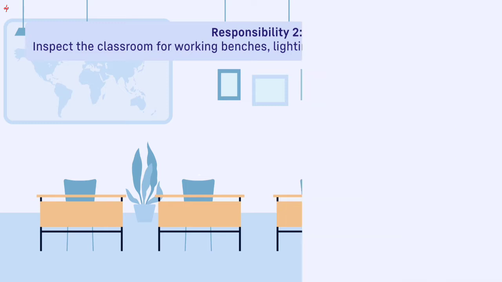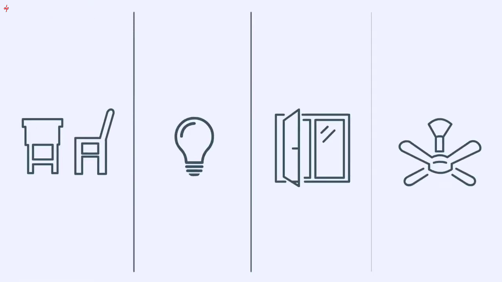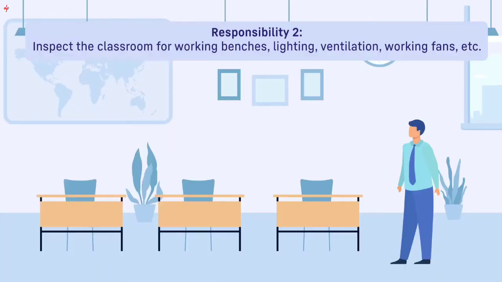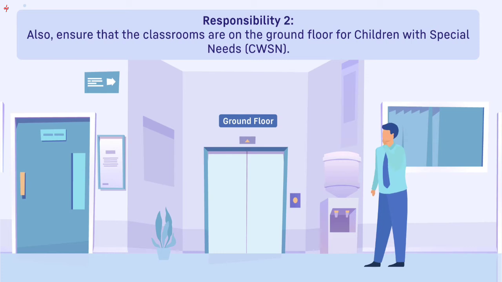You would inspect the classroom for working benches, lighting, ventilation, working fans, etc. to ensure the survey room is fit for students. Also, ensure that the classrooms are on the ground floor for children with special needs, CWSN, and there is a provision for a scribe if required.